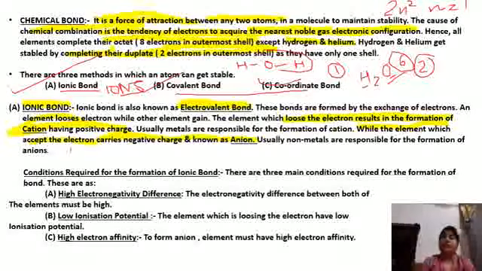जितने इलेक्ट्रॉन लूज करेंगे it will gain the same number of positive ion charge, while जितने इलेक्ट्रॉन आप एक्सेप्ट करेंगे उतने ही नेगेटिव चार्ज. Usually metals are responsible for the formation of cation, while non-metals are responsible for the formation of anions. I hope it is clear to you.